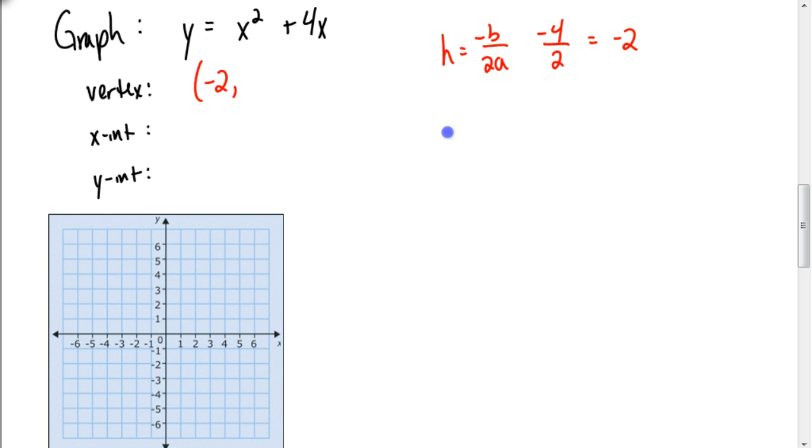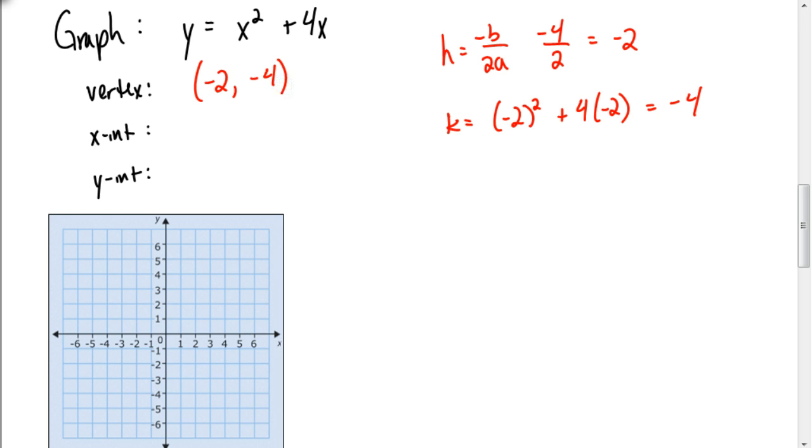To find the other half, the k value of our vertex, I put negative 2 in my equation. So it's going to be negative 2 squared plus 4 times negative 2. Well, negative 2, when you square it, becomes a positive 4. And 4 times negative 2 is a negative 8. And 4 plus negative 8 is negative 4. So our vertex is at the coordinate (negative 2, negative 4).